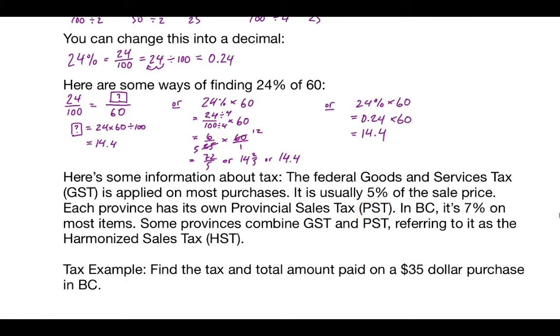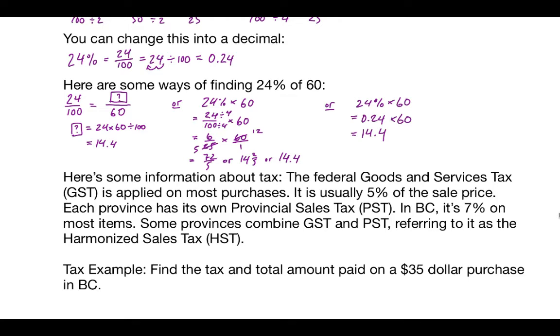Now, each province has its own provincial sales tax, and short form for that is PST. In BC, it's currently at 7% on most items. And again, I say most items. There are exceptions to the rule. There are some cases where PST is not applied at all. There are some cases where PST is a little bit more. If you went to buy a luxury car, you may find that you're paying a little bit more in tax. Again, I don't expect you to know all of the rules around tax.